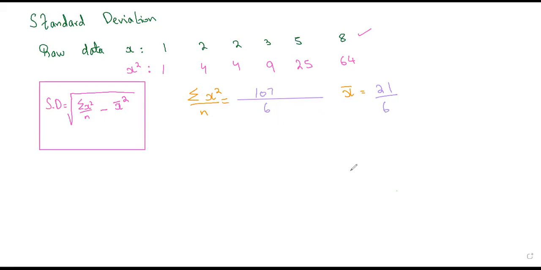And now we need to apply the formula directly. So for standard deviation, we are doing under the root 107/6 minus this would be 3.5 squared. And once you simplify it, you are going to get 2. Okay, I got a message from Ashal. Okay, Ashal, I'll explain that again. Just give me 1 second.